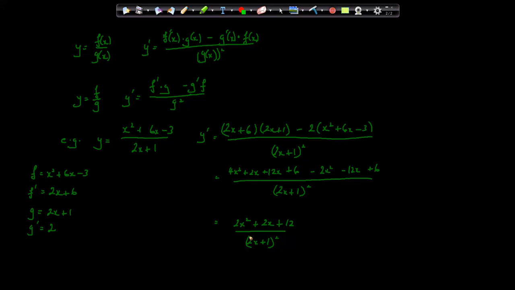Now, one thing we should perhaps do is to see if this could be factorized to have a factor of 2x plus 1, and you can check that for yourself, but it actually doesn't. So this is actually our final answer here. Okay, so that's the quotient rule.